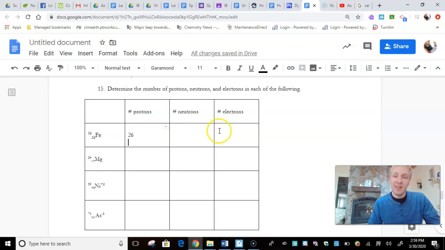The number of electrons should be the same in a neutral atom, and we can assume that the atoms will be neutral unless they have, like over here, a plus or a minus charge, in which case the number of electrons will be different than the number of protons.